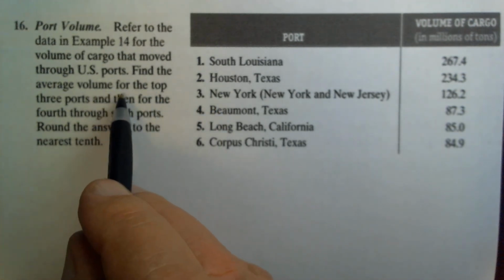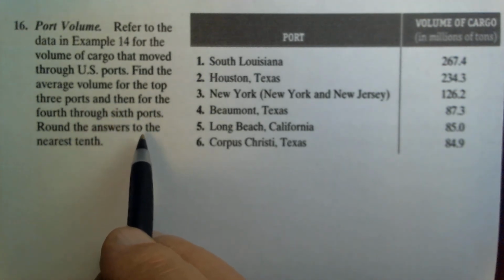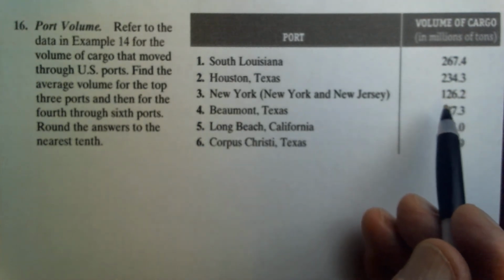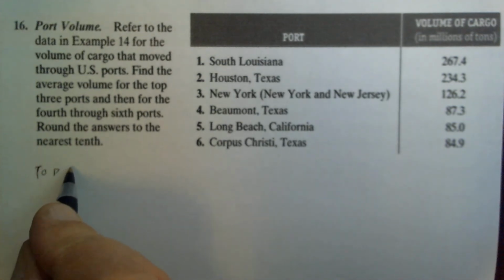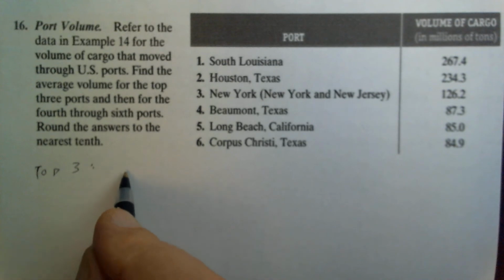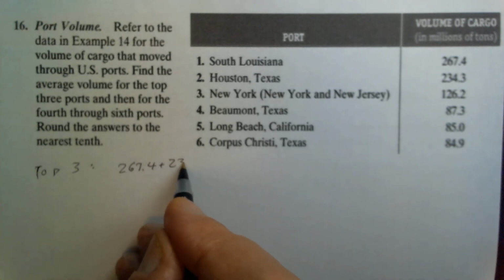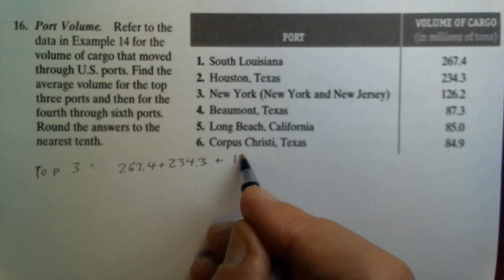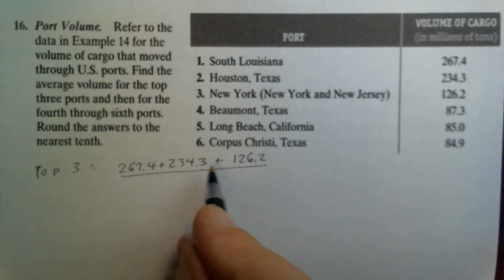And find the average volume for the top 3 ports, and then for the 4th through the 6th ports. Round the answers to the nearest tenths. Remember how we find the averages? We add the numbers and divide by the number of addends. So for the top 3, we have 267.4 plus 234.3 plus 126.2, divide by 3 because there are 3 addends.